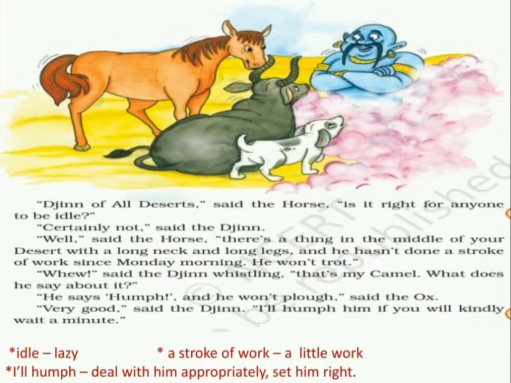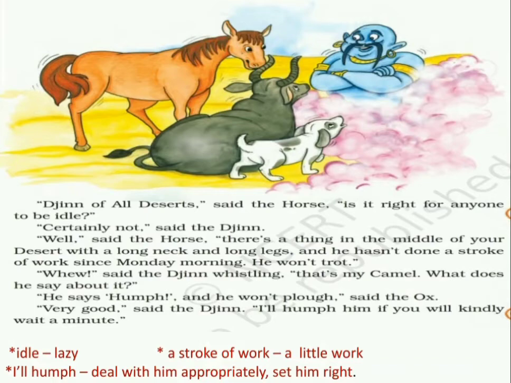Then, "Whew," said the jinn whistling. "That's my camel. What does he say about it?" So here, "whew" is an exclamatory word, children, used by the jinn, and he whistles out. Whistling means giving out a whistle. So that's my camel. What does he say about it? So what does that camel say? He says, "Hump," and he won't plough, said the ox. So the ox says that he just says hump, but he will not come with me to plough the field. "Very good," said the jinn. "I will hump him if you will kindly wait a minute."